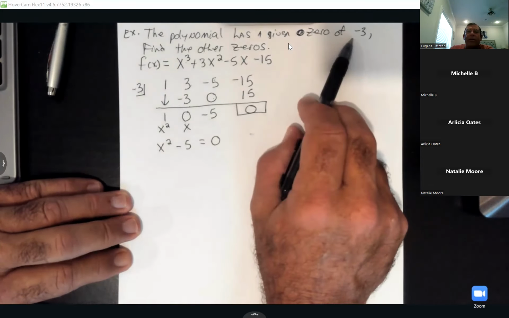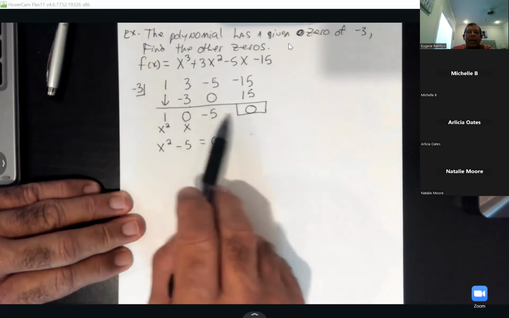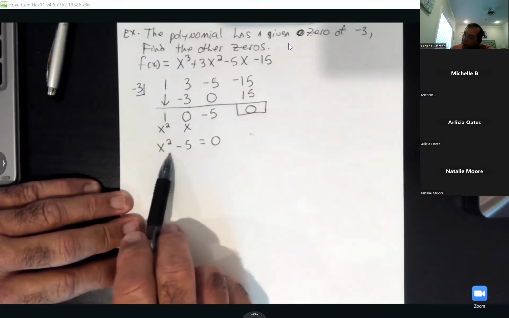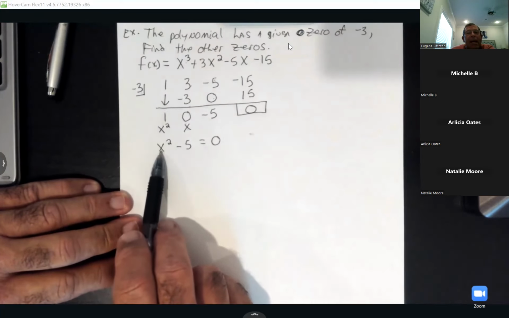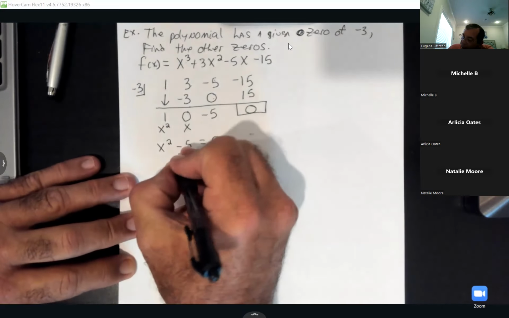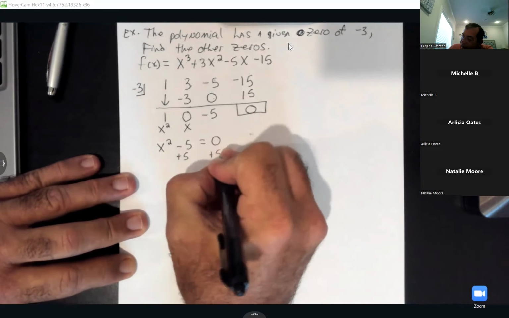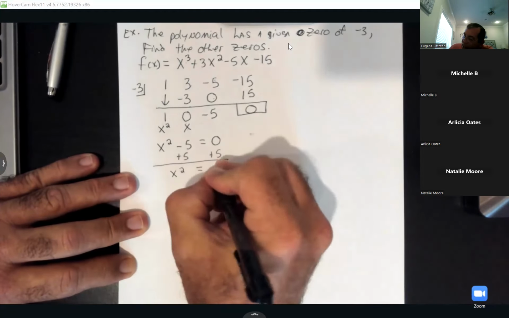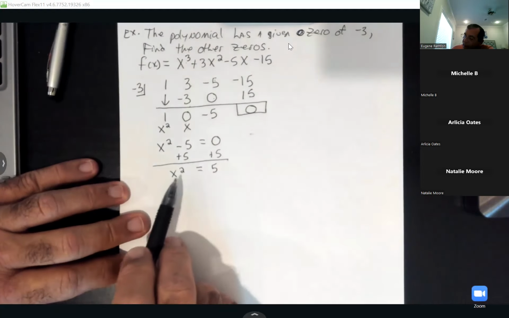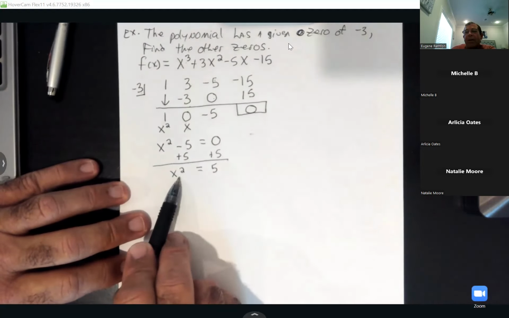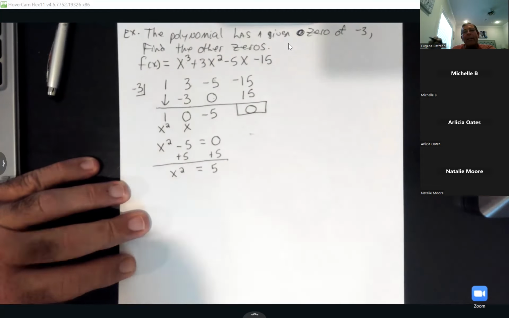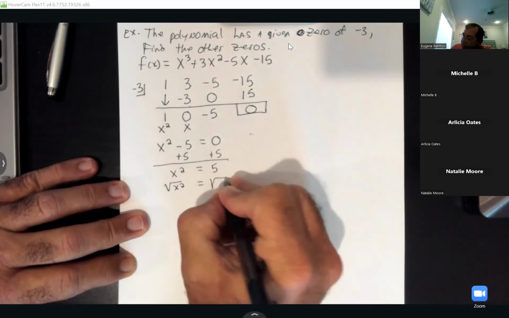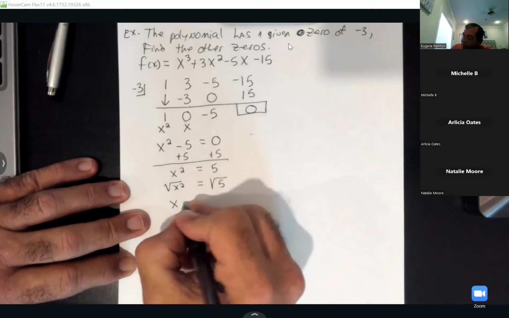So we already know -3 is a 0. We checked it. We got a 0 remainder. Now to get the last two zeros, well, there's not an x term in the middle. So when I had an x squared and just a number, the easiest way to do this is to add 5 to both sides, get that x squared by itself. So I'm going to get x squared equals 5. And y'all remember, to turn that x squared into an x, we're going to take square roots of both sides. So that's going to give me my x.